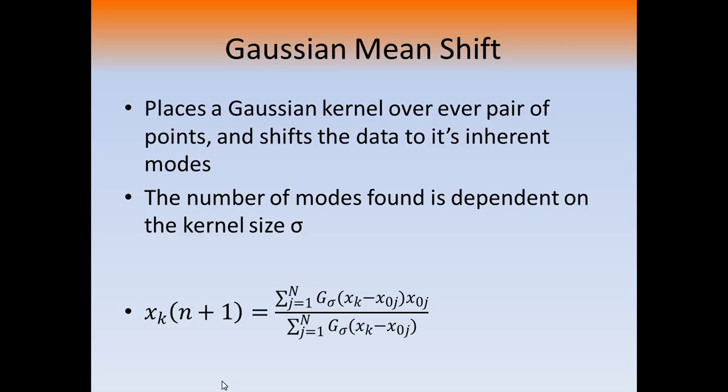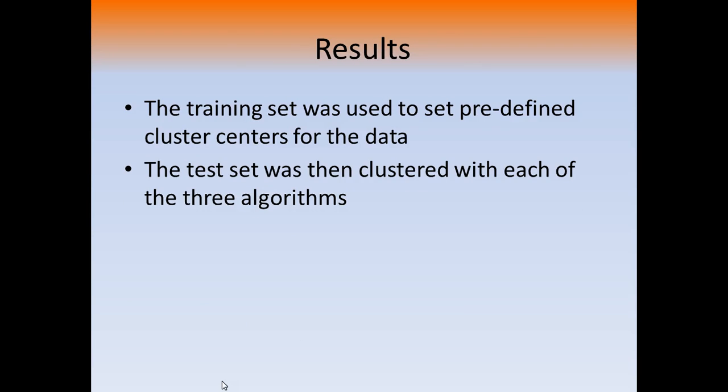Now, the number of modes found, unlike the other two where you specify you want 10 clusters, in this algorithm the number of clusters is specified by the size of the kernel. A large kernel will give one mode, whereas an infinitely small kernel will treat every single point as a separate mode. So now, the training set of the data was used to predefine the centers of the cluster, so it wouldn't retry and find centers every time.